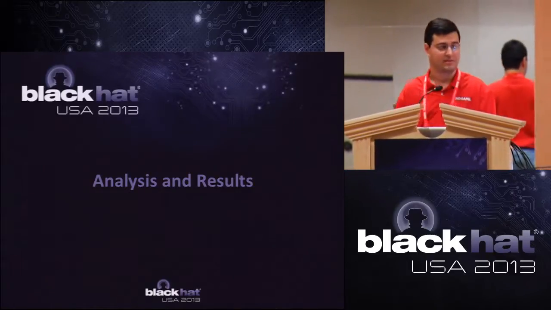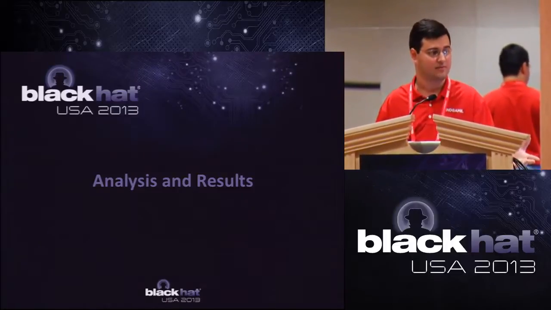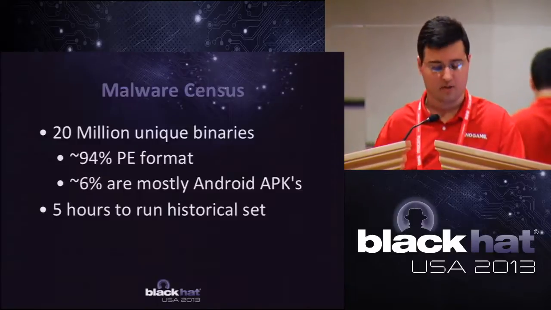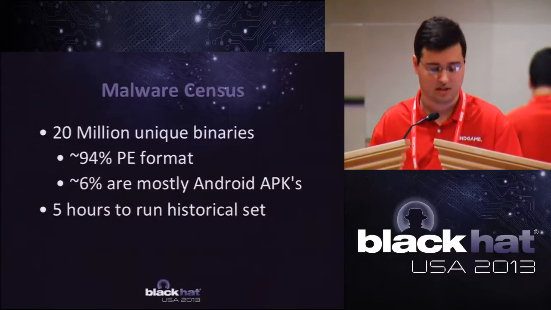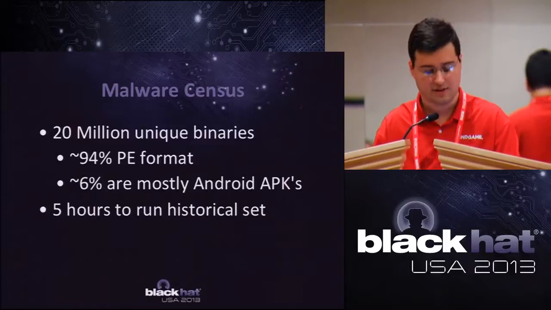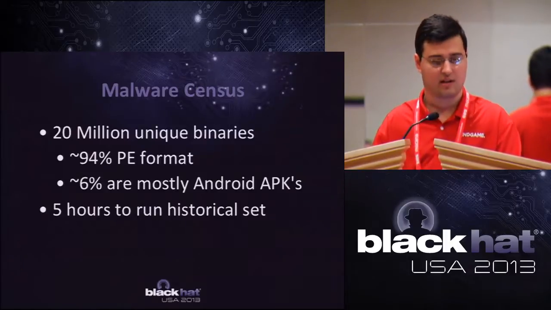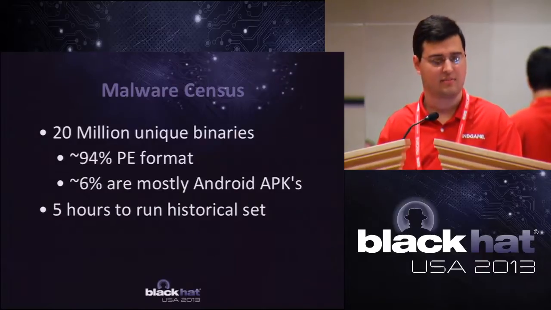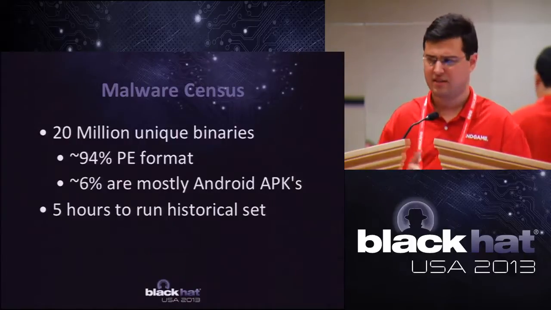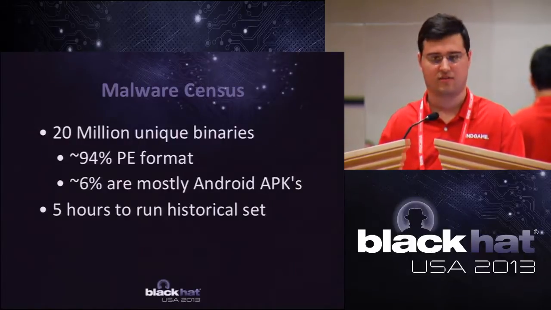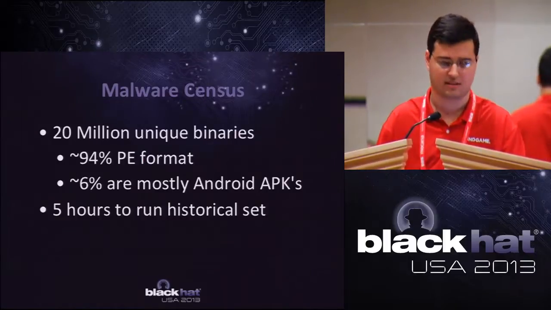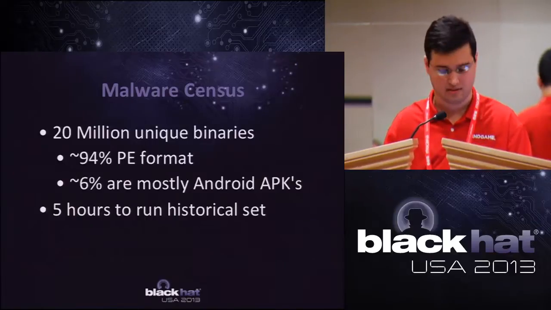So obviously we've been using the system internally for some time, and we've developed some results, and we're opening them up and sharing them now. Going back to the original part of this presentation, our historical data set is around 20 million unique binaries. 94% of them are in the PE format, about 6% are Android APKs and various things that run on the Dalvik JVM. And then there's some minuscule fraction left over that represents Macromedia Flash, PDFs, all sorts of other detritus that tends to get collected all at once.